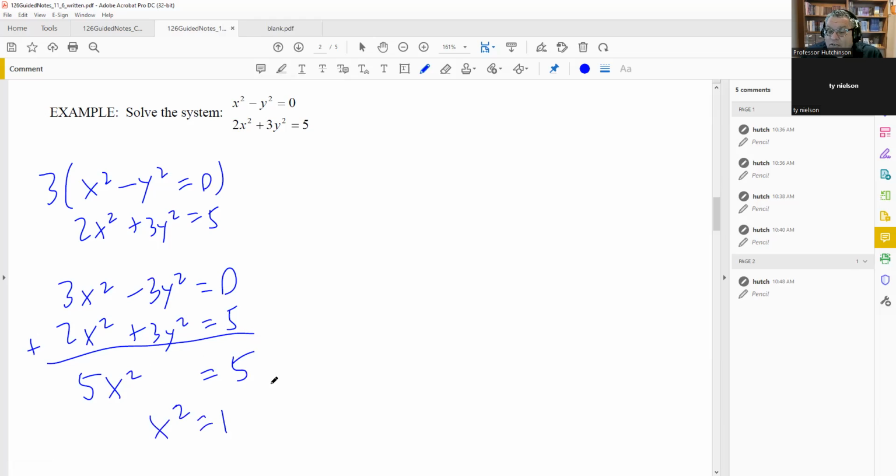Divide both sides by 5, and I get x squared equals 1. And so x is equal to plus or minus 1 when I take the square root. Don't forget about the plus and minus, so you get 2 answers there.